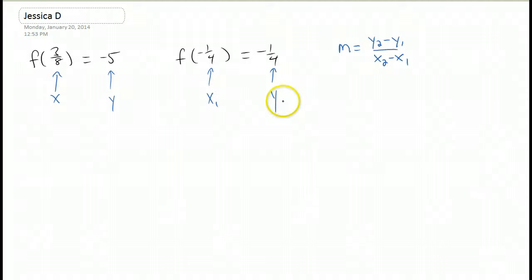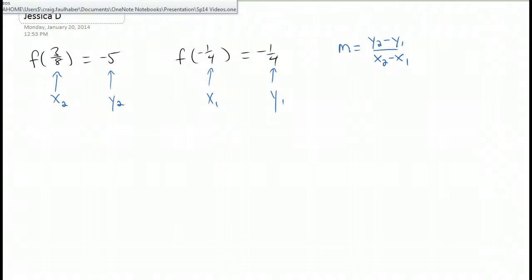So I'll make this point 1, so this is going to be x1 and y1. And I'll make this point 2. So that'll be x2 and y2. Now all we have to do is plug in our x and y values into this slope equation here, and we should be all set. Okay, let's try it out.